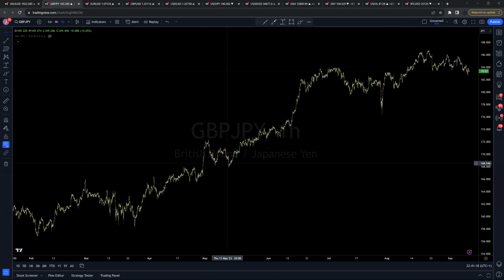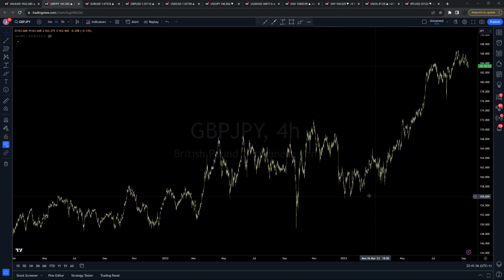Minor data-induced pullbacks, or that bullshit with Ueda that he did here with the rumors and headlines of YCC, yield curve control tweaking, before the Bank of Japan rate decision. But besides that, it's been smooth sailing buys. One thing we have to understand is GJ, this has been smooth sailing.